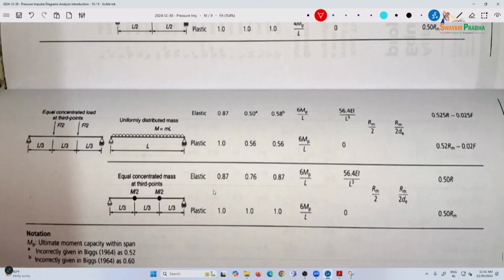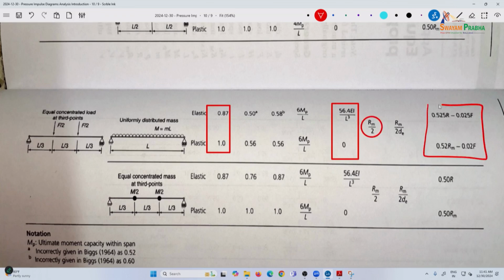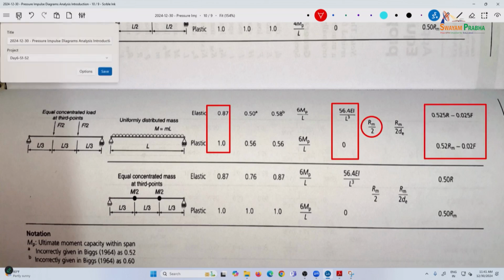Another common scenario is the 2-point load. Things you can focus on are the elastic plastic behavior here, then the mass distributions and the stiffness distributions right here. Maximum shear is given and the shear function is right there. Any questions?